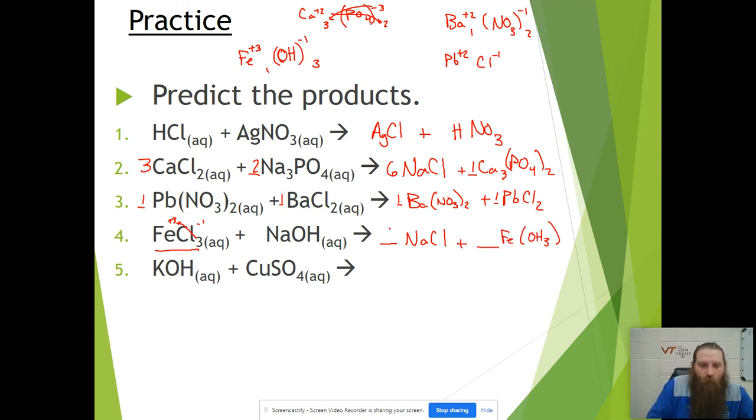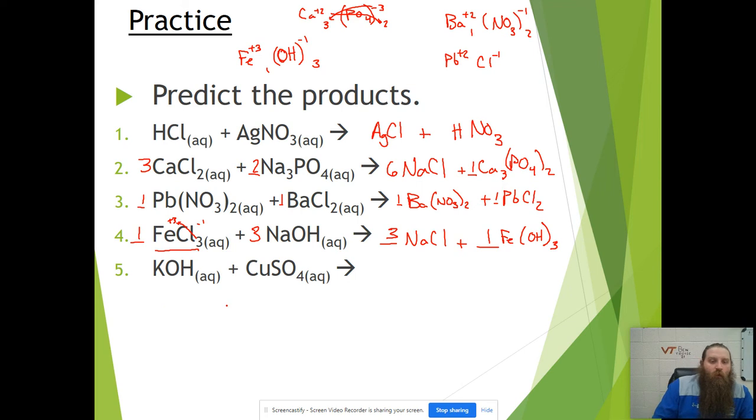FeOH3, so iron 3. Whoops. Oh my goodness. Getting ahead of myself there. We have iron 3 hydroxide. Now we'll do it by grouping again. So I have 3 hydroxides on the right, so I need 3 on the left. That gives me 3 sodiums, which gives me 3 chlorines, which I have 3 chlorines. I have 1 iron. I have 1 iron. We're good. There we go. 1, 3, 3, 1. See, grouping is way better, right?